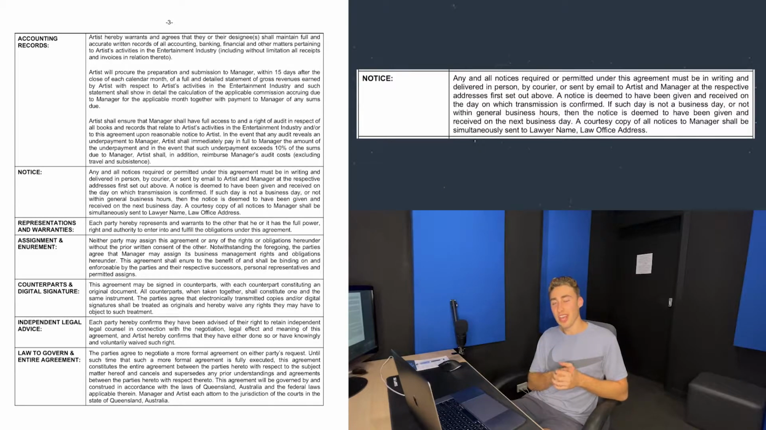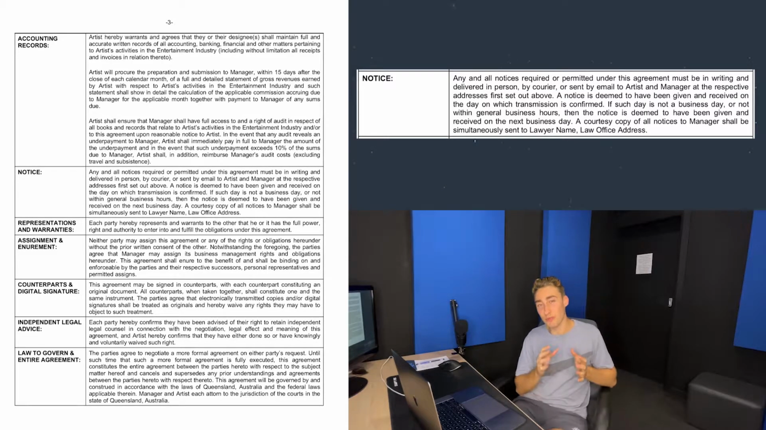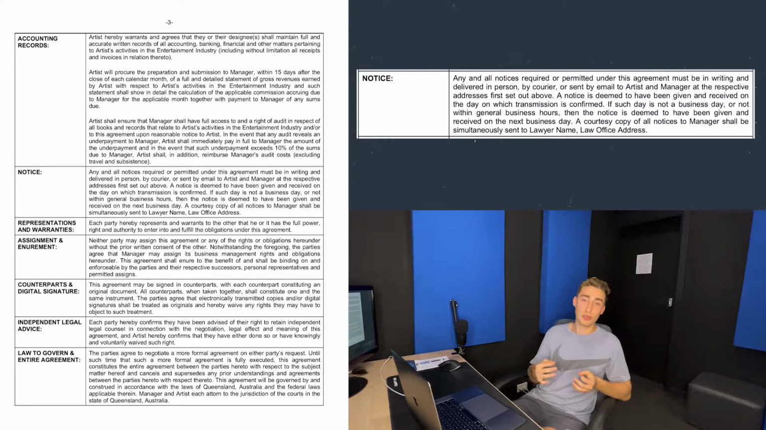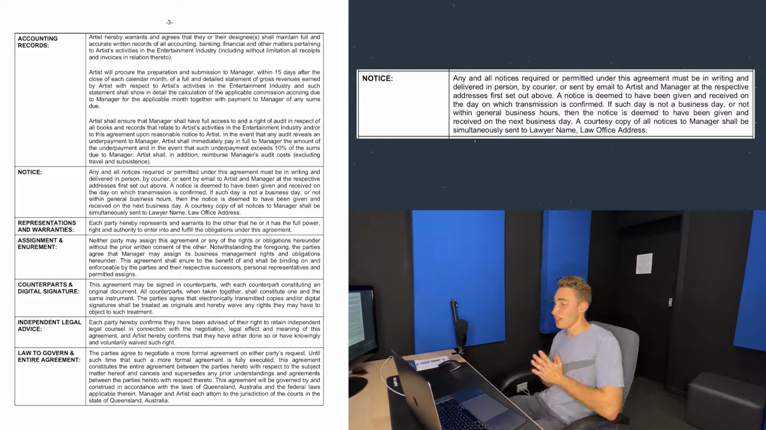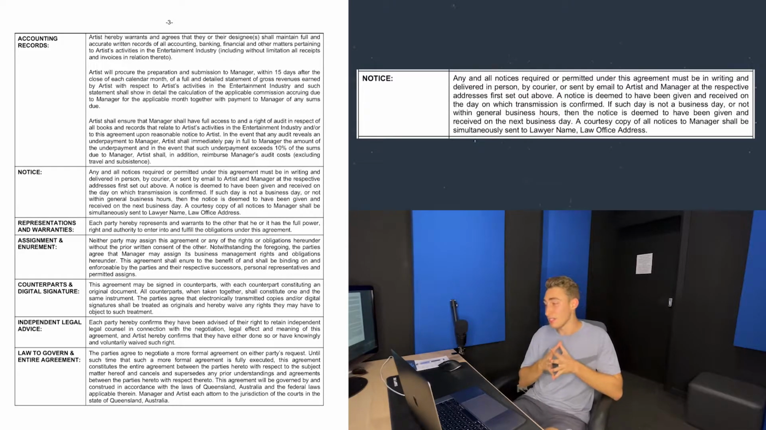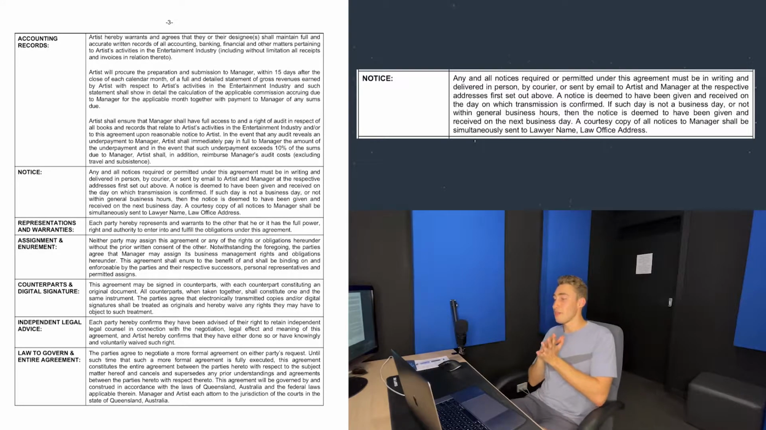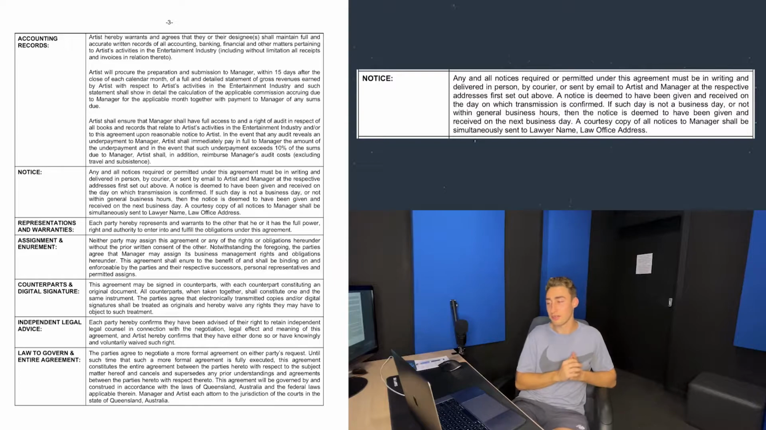Next, we have notice. Notice is a standard contractual provision that essentially outlines how the artist and the manager are to talk to each other if there are issues within the contract. So in this section, it outlines that notices can be done in writing, delivered in person, or sent by email to the artist and the manager at their respective addresses.